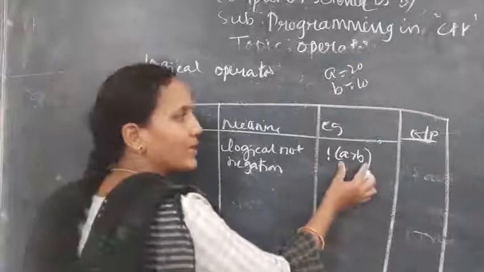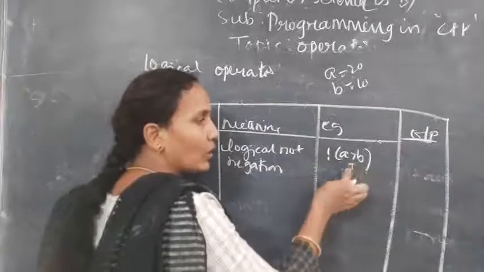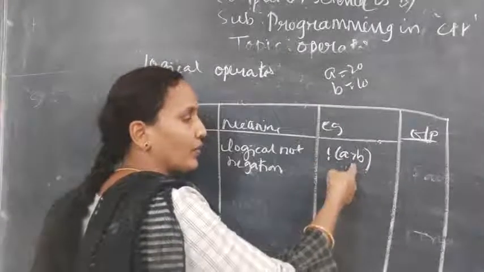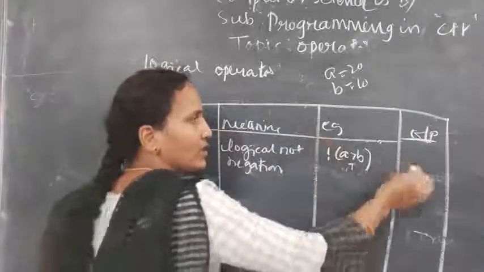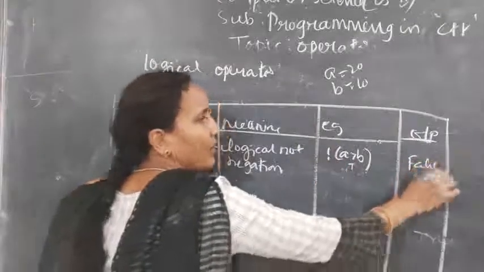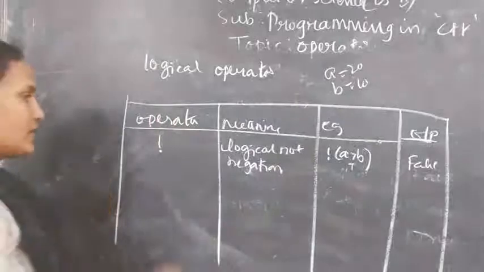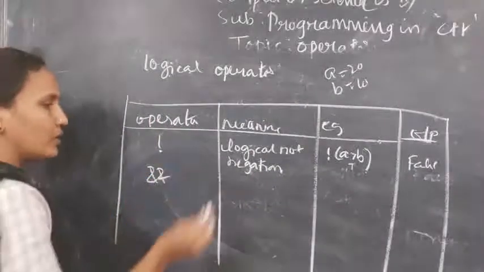So from this relational expression, what result are you getting? True. What is the opposite of true? False. So you will get the result as false. It is a negation. Next, logical and.